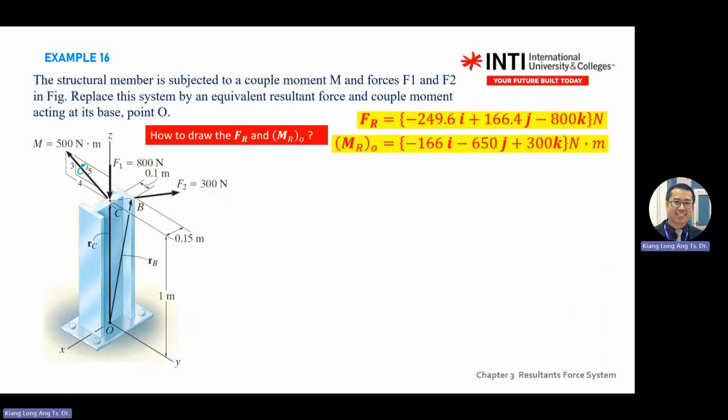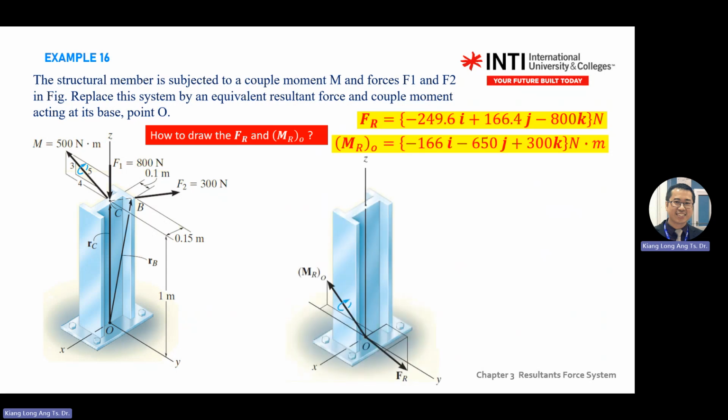Okay. Then next question is how you draw on the diagram. You know how to calculate, but how to draw? Where is FR? Where should you put FR? At point O. The question already asked you to put it here. Okay. So FR, draw here, then you need to tell the IJK, right?